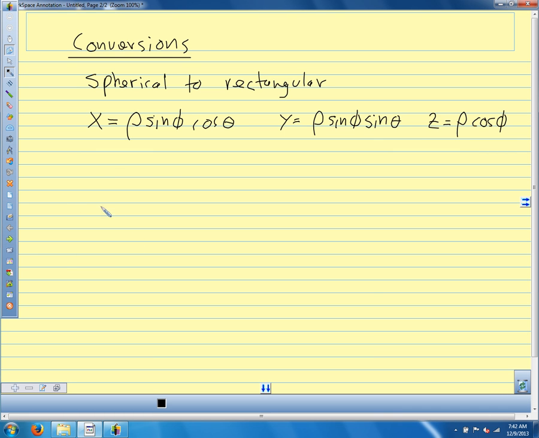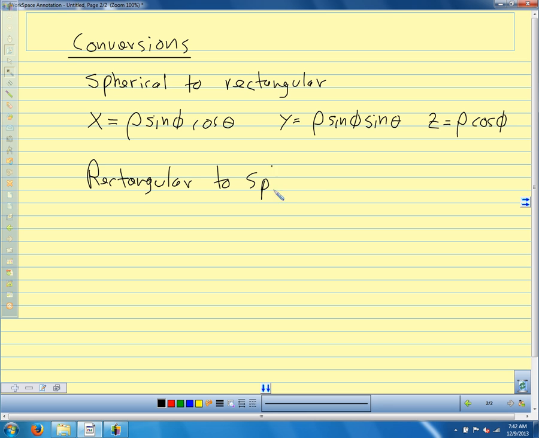And then to go the other way, rectangular to spherical. Rho squared is x squared plus y squared plus z squared. So that's just like r in polar coordinates or cylindrical coordinates. We just have the third coordinate there.